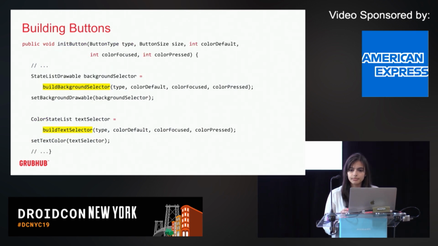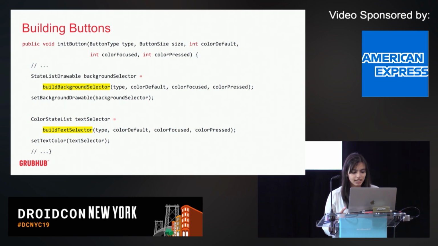The next step is, as I mentioned before, programmatically building out that button. So there's 2 steps here. The first step is building out the background selector, which essentially takes in the type and the size that we want. It takes in the colors that we've extracted from the color scheme, and it starts to build each of those drawables for each state and assigns it back to a stateless drawable that we can use for our button.